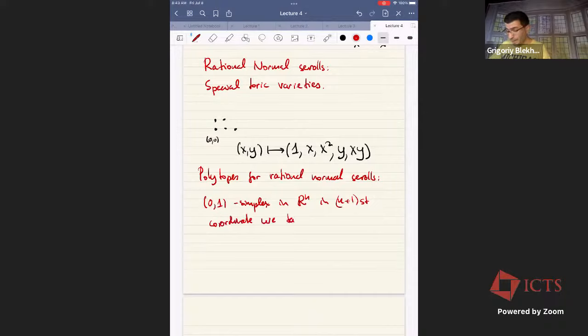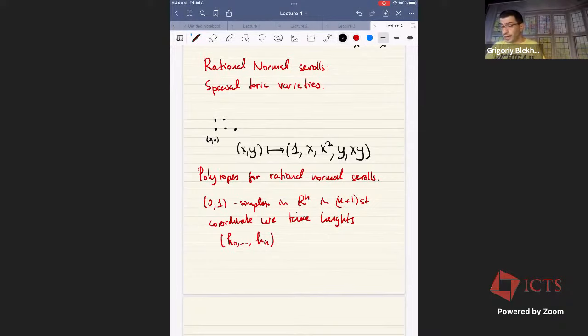We have a freedom of selecting some non-negative heights, so I don't know, h0 up to hn. We have this n-dimensional simplex, and now in the n plus first dimension, we just say how far we go up. These are these non-negative heights. And this gives me a polytope, and those are polytopes of rational normal scrolls.